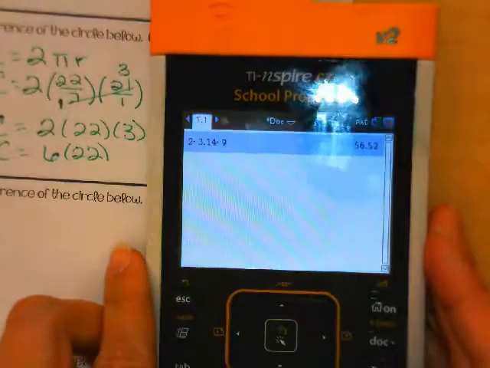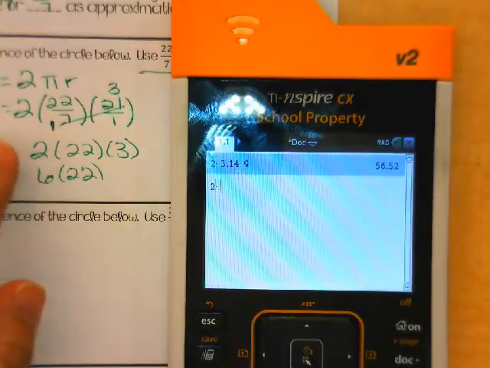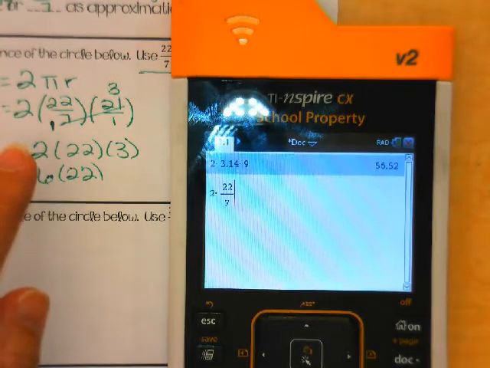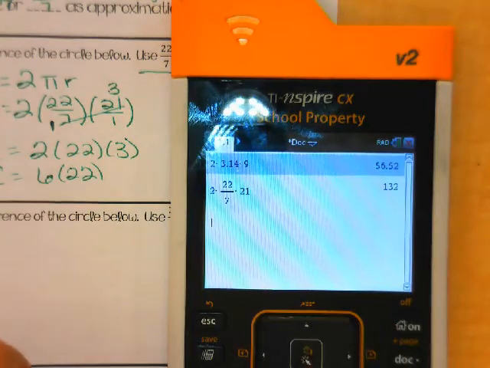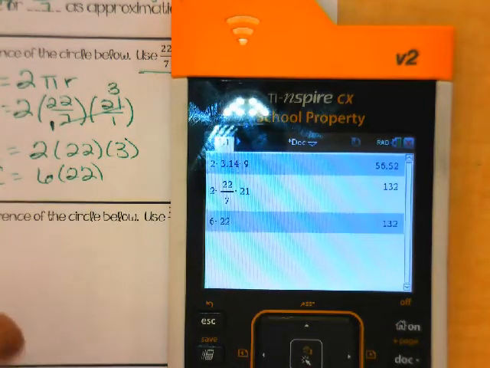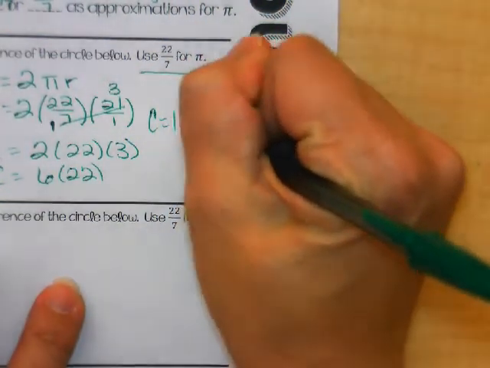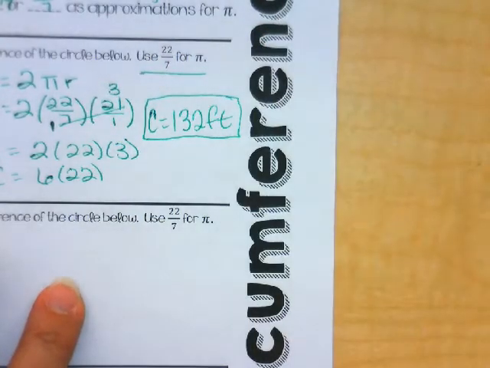Now, when you do this, you could, in fact, put the original whole thing in, because we can put a fraction into our calculator, times 21. We get 132, which is, in fact, what 6 times 22 is. So we can write C equals 132. This is feet. Circumference is just units. It is not units squared, just units.